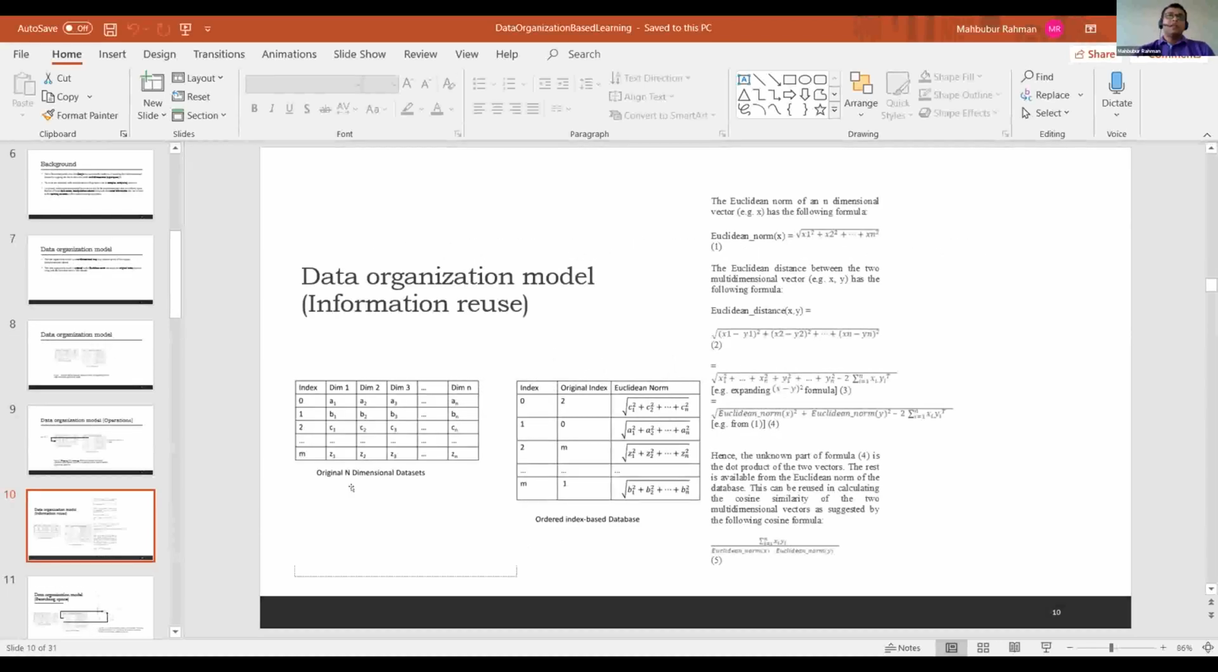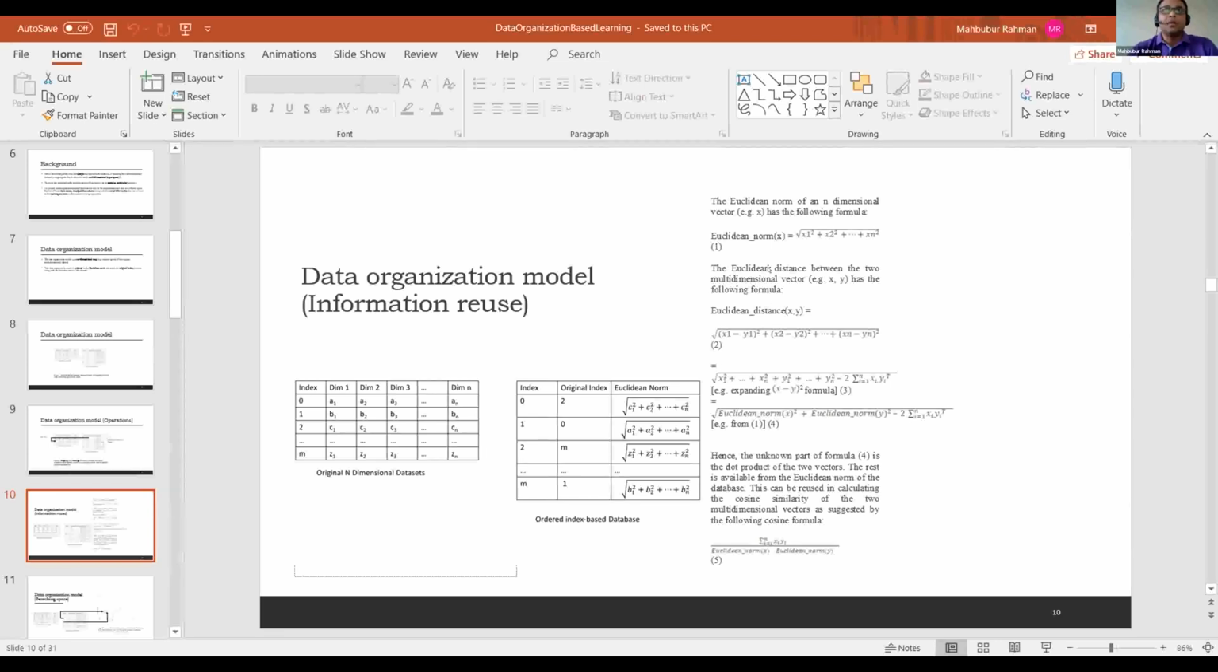Another feature is the information reuse in this table. I actually provided a detailed explanation in the paper as well. Here I just want to provide some highlights.